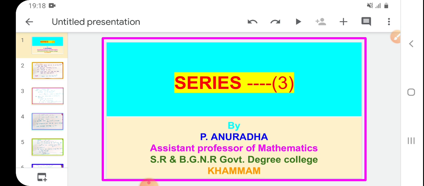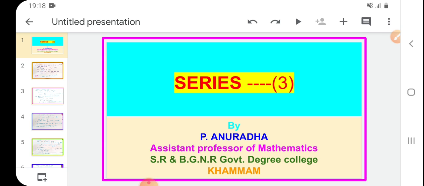Second one is the comparison test. Here we take two series. If one series is convergent and greater than another series, then automatically the other series is also convergent. Otherwise divergent. Next, the P series test.